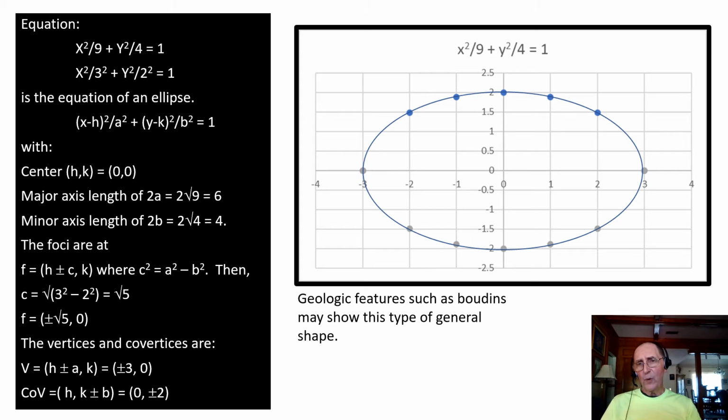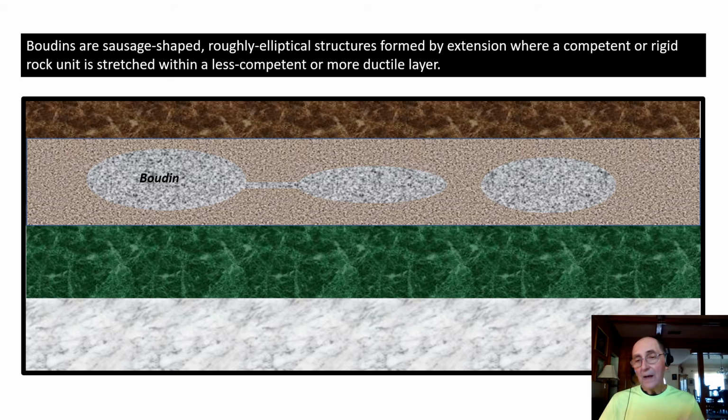Let's look at our third equation. X squared over 9 plus y squared over 4 is equal to 1. Now that's the equation of an ellipse with a major axis length of 6 and a minor axis length of 4. And you may ask, where do we find elliptical shapes in geological landscapes or in nature? Well, I can think, for example, of boudins.